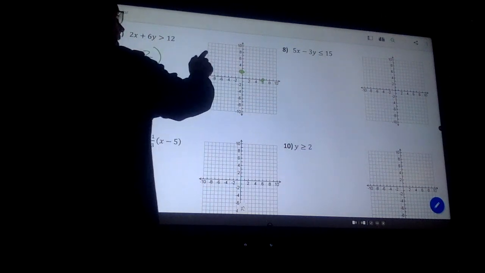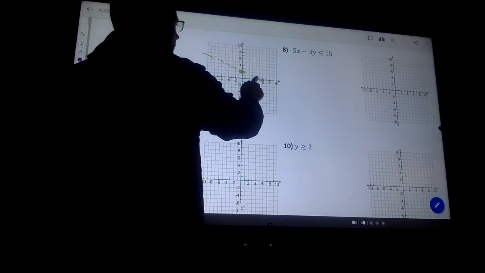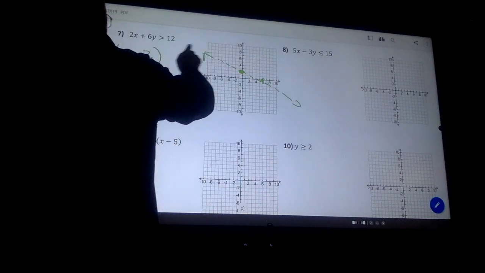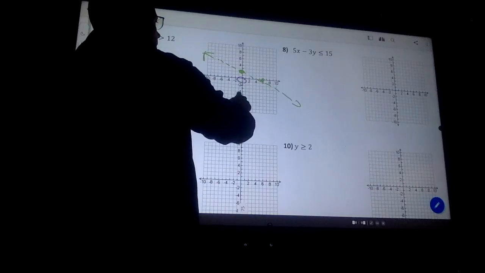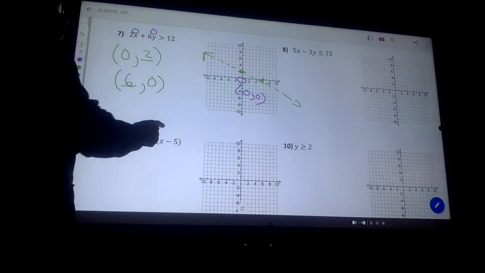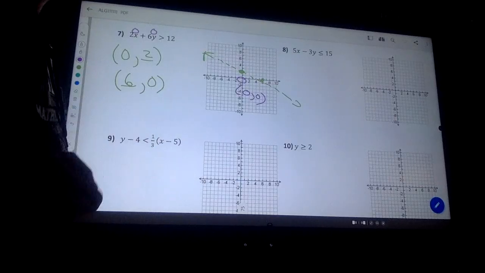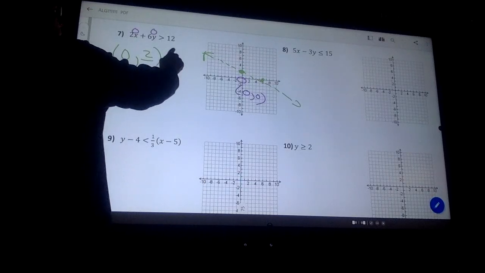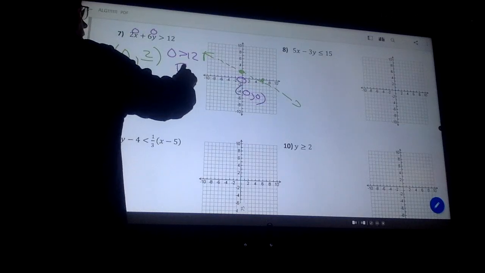It doesn't have the equal sign underneath it, so this has to be a dotted line. 0, 0 is down here. It's below it, so let's see if that works. I plug 0 in there and 0 in there. 2 times 0 is 0. 6 times 0 is 0. 0 greater than 12? No, it's false.